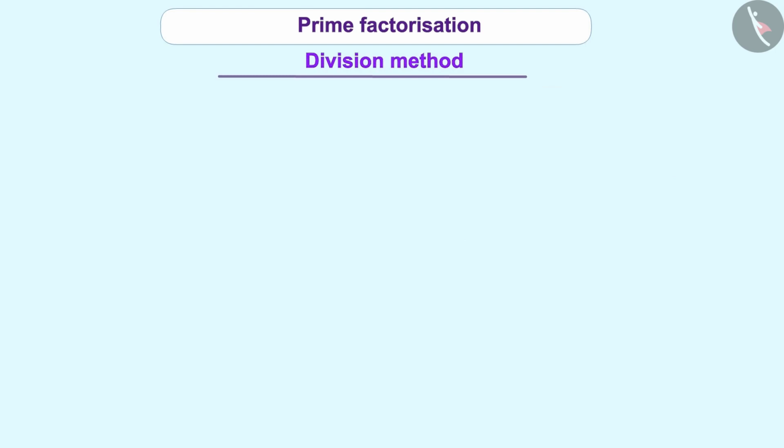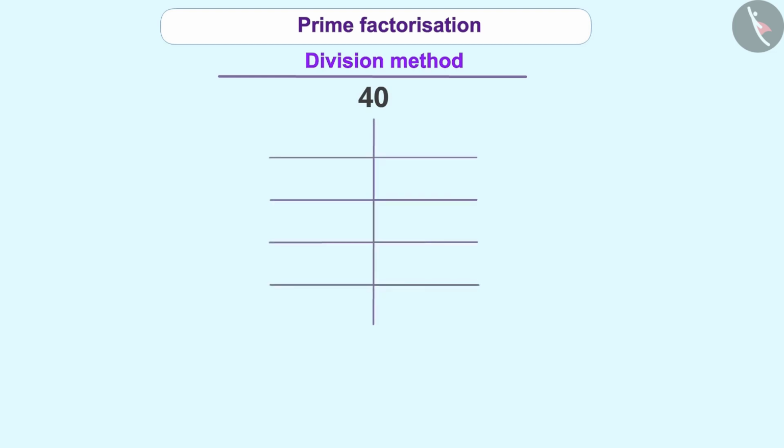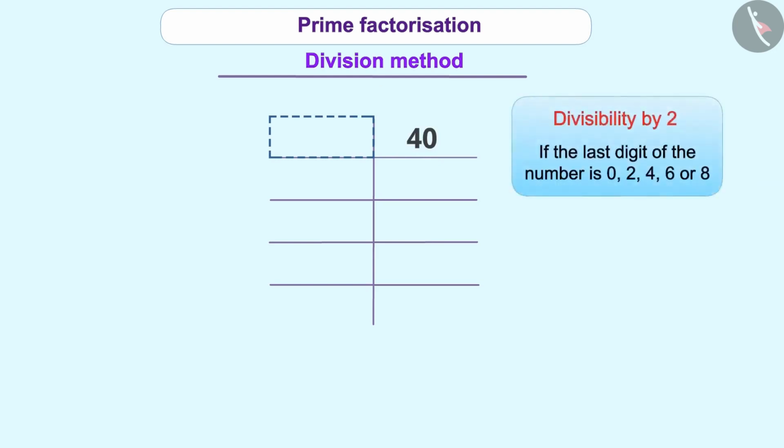Let's understand it. Let's find out the prime factors of 40. First of all, draw the table as shown on the screen. The prime factorization of number 40 has to be done, so we will write it in the second column of the top row. Now, we will choose the smallest prime number which completely divides 40. By applying the divisibility rule of 2, 40 can be completely divided by 2. So, we will write 2 in the first column of the first row.